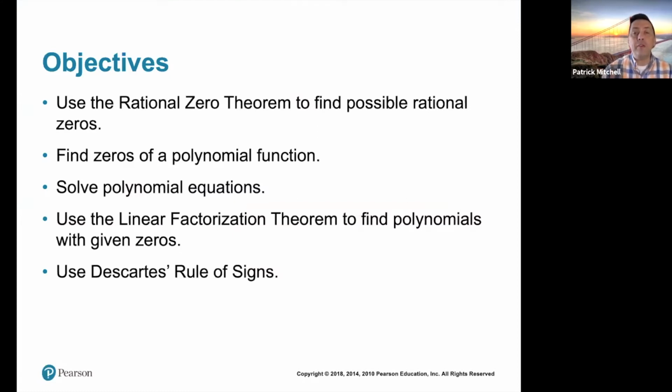We're going to use the rational zero theorem to find possible rational zeros. And then we'll find zeros of a polynomial function, solve polynomial equations, use the linear factorization theorem to find polynomials with given zeros, and finally we'll use Descartes' rule of signs.